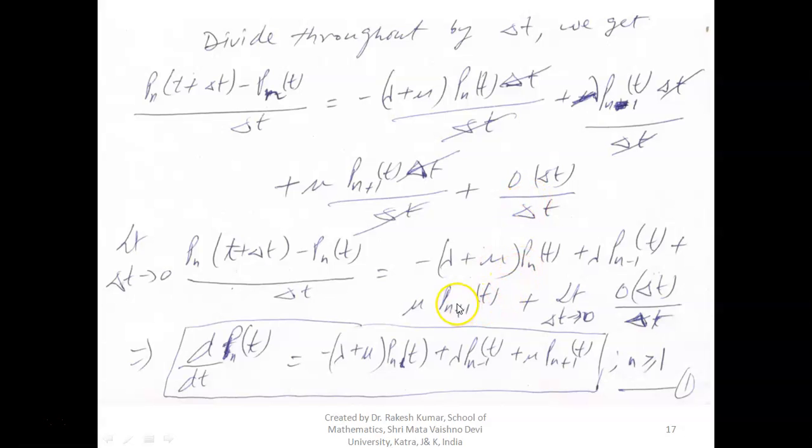So these are simply written like this, and the limit delta t tends to 0 of O(delta t) upon delta t. Now this limit tends to 0, because O(delta t) tends to 0 more rapidly as delta t tends to 0. So we are left only with this for n greater than or equal to 1. This differential difference equation is applicable for all n equal to 1, 2, 3 and so on. But for n equal to 0 we have to develop one more.